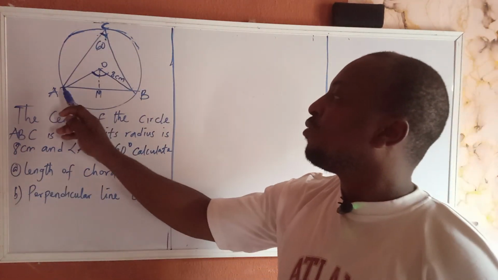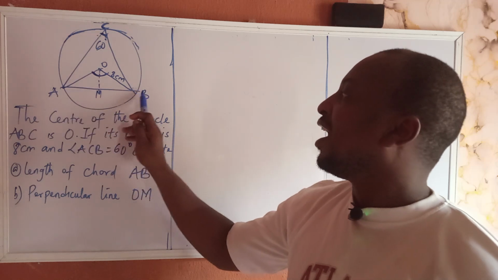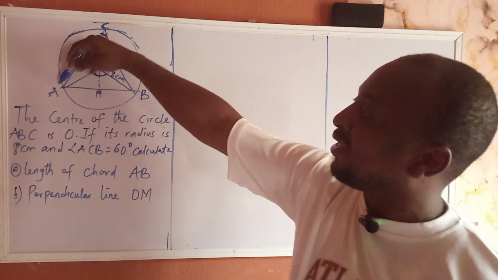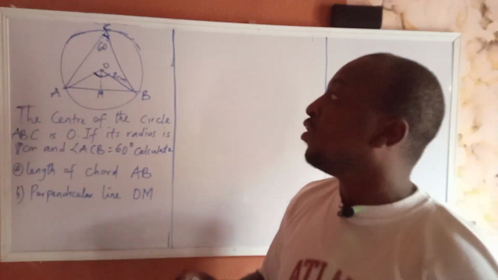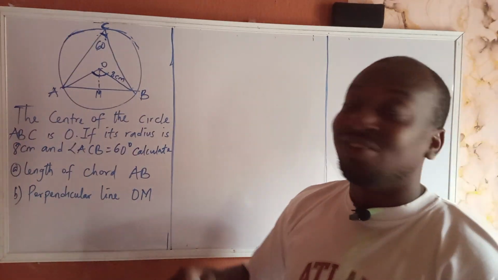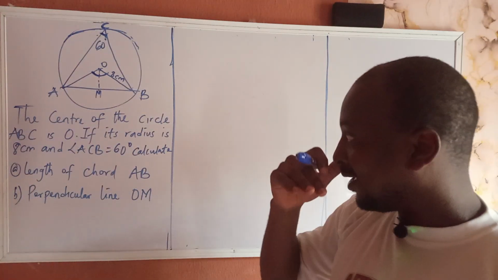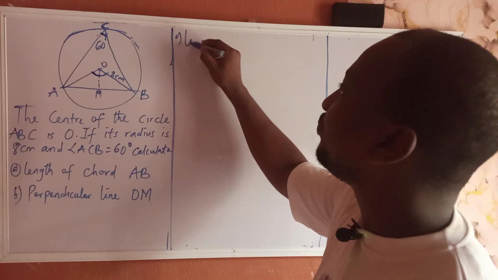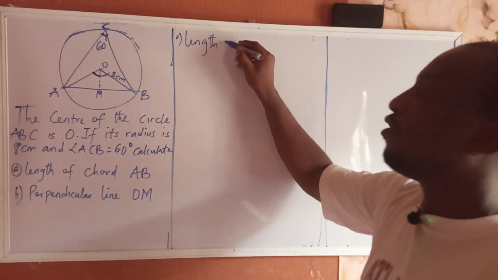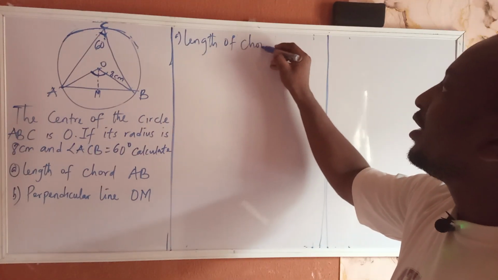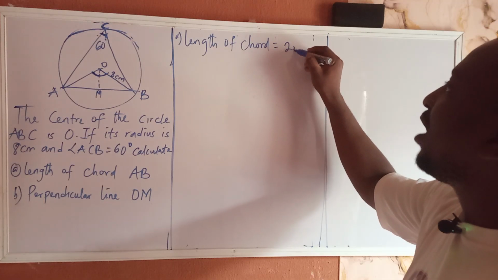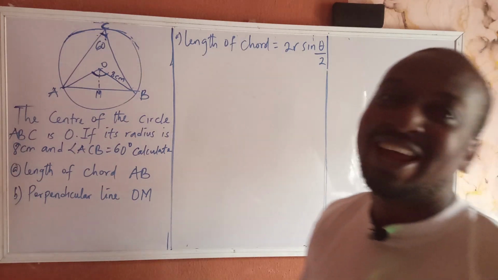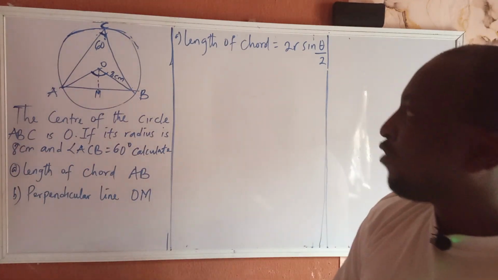Now this is what is called a chord. As part of the properties of a circle, a chord is a line that divides a circle into two unequal parts, or let me say into two different segments. Now, how do we do that? The formula for the length of a chord is given as 2r sine theta over 2. So there is a direct formula for the length of a chord.